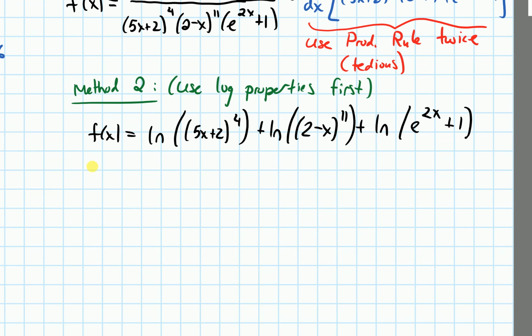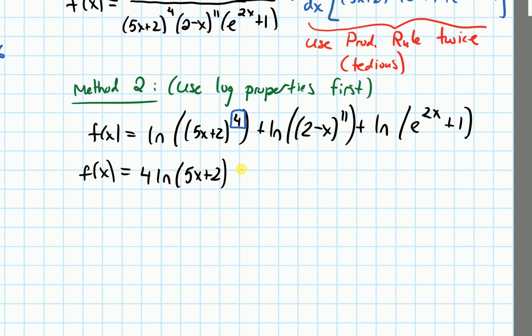So now we can use another log property. Let's write f of x. When we have a power inside of the log, because this 4 is the power of everything inside of the log, we can move it to the front. So we get 4 times ln of 5x plus 2.